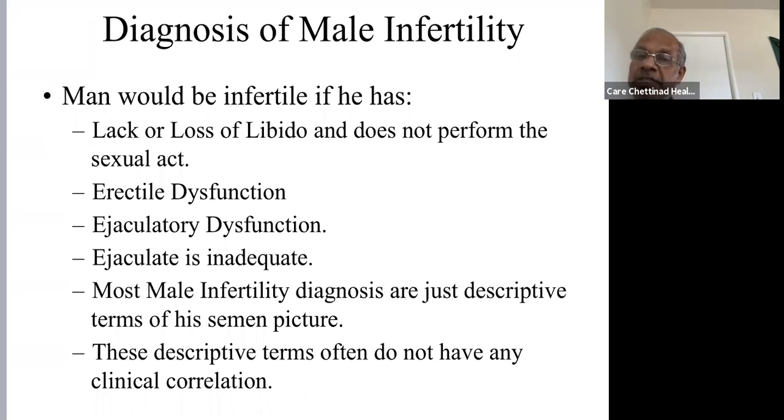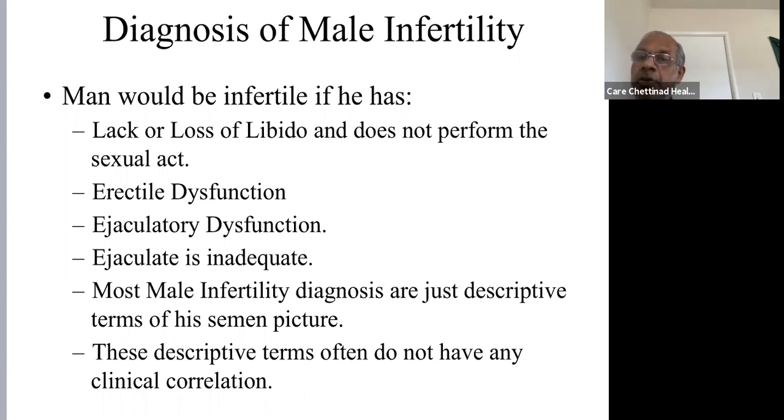Remember, there's no condition in a man called oligozoospermia. His semen picture shows oligozoospermia. There is no physical feature. A man could have normal features and still have oligozoospermia. A man could have normal features, normal testes, normal vas, and he still could have azoospermia because there's an obstruction at the epididymis, which cannot be picked up by physical findings alone. So many of the terms we use commonly are descriptive terms of the semen picture, and they do not have any clinical correlation. Some conditions do have clinical correlation.